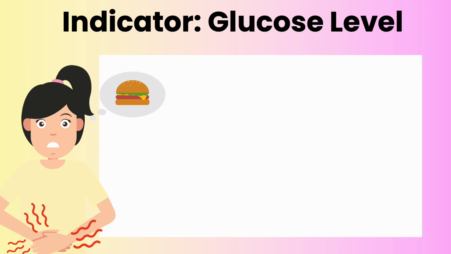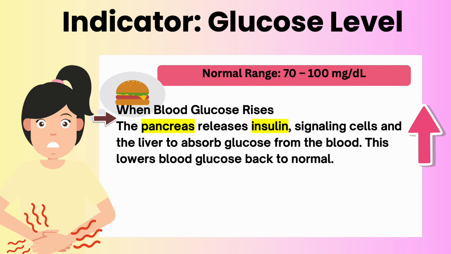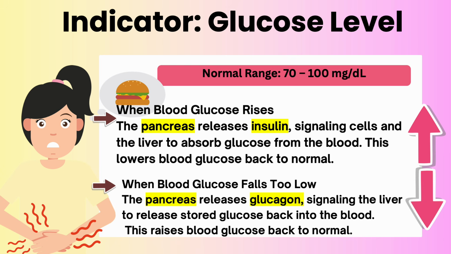Now look at how glucose level is regulated. When blood glucose rises, the pancreas releases insulin, which signals cells in the liver to absorb glucose from the blood, lowering the level. When blood glucose level falls too low, the pancreas releases glucagon, signaling the liver to release stored glucose back into the blood. In both cases, the response helps move glucose level back toward normal.